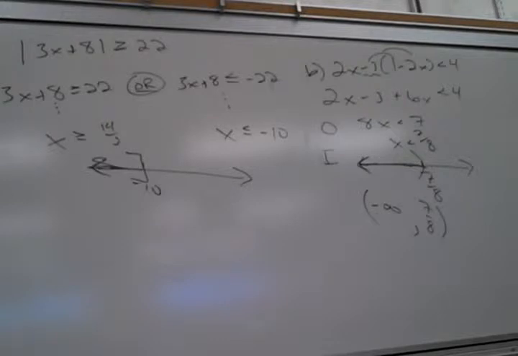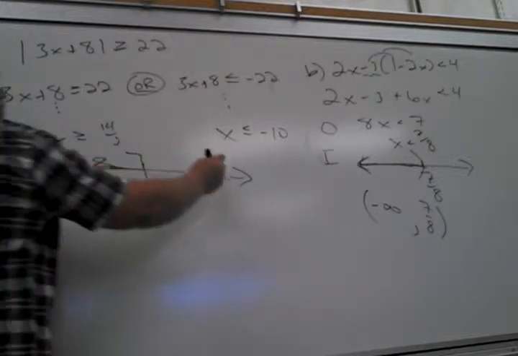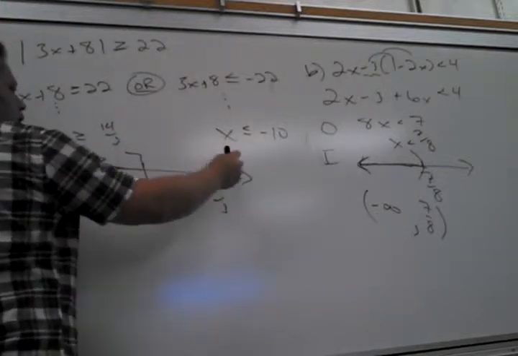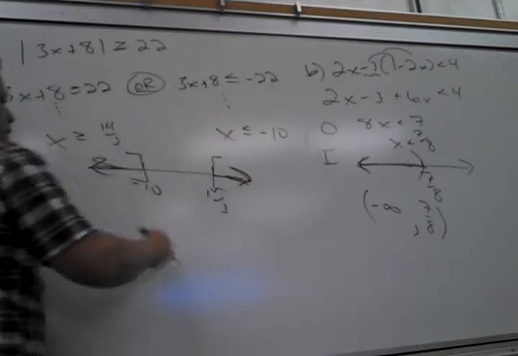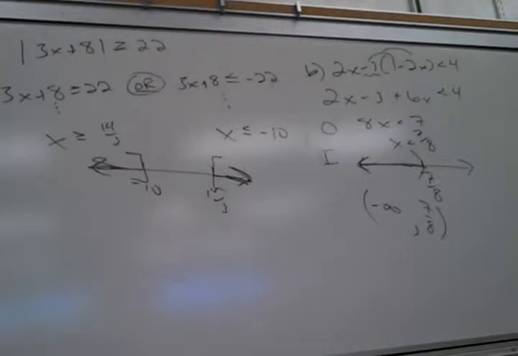Some of you are like, well, what's going to happen in the next class? We're going to make it stars. No. This is it. This is the official thing. And then 14/3 is plotted up there, and on it goes with a bracket. And the interval notation should be relatively simple.